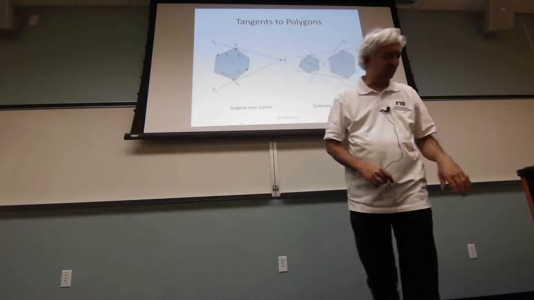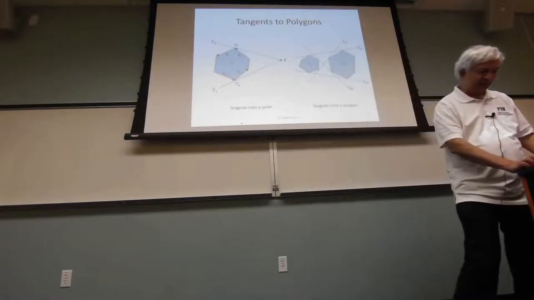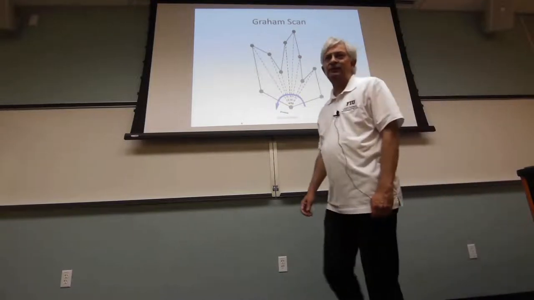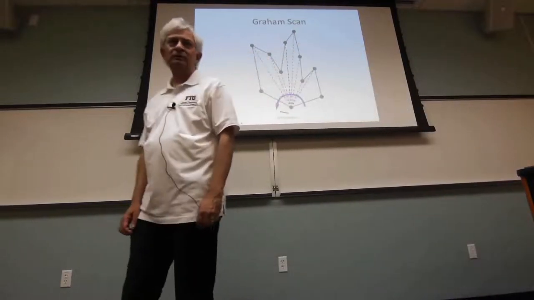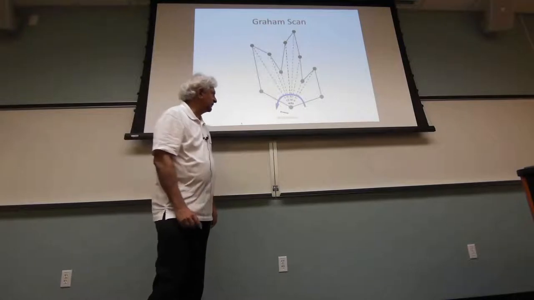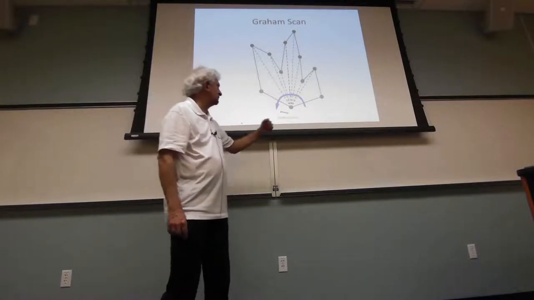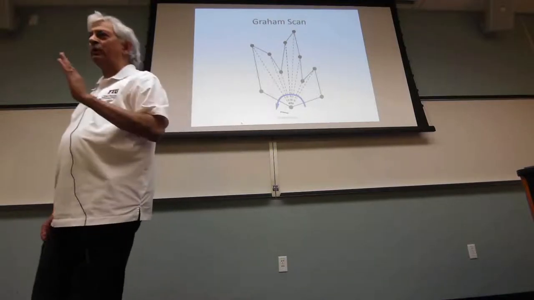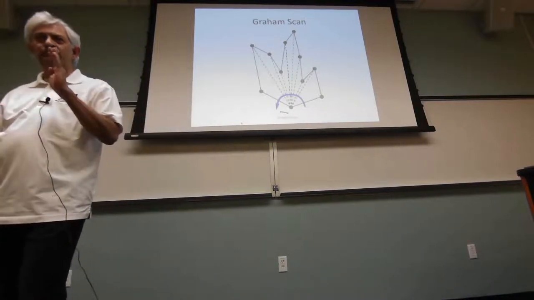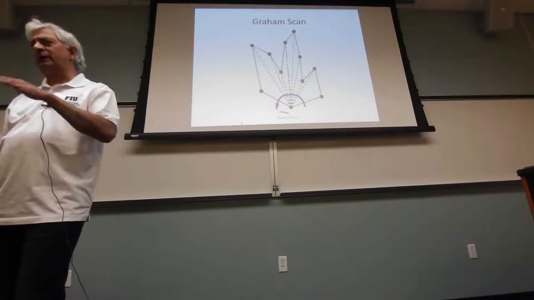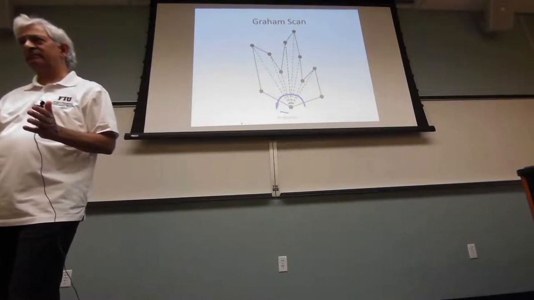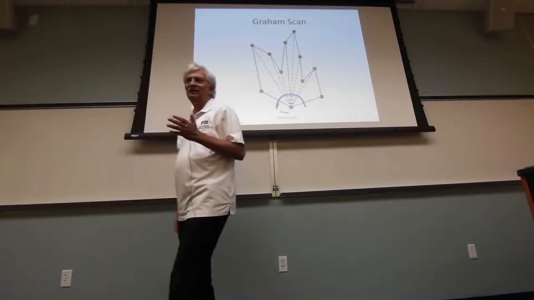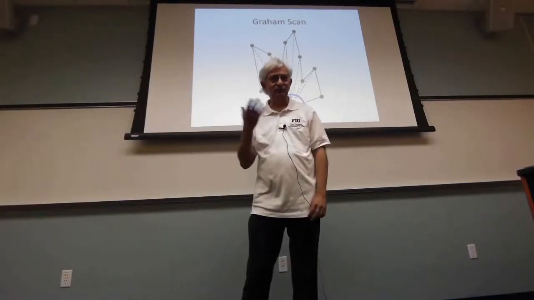This is what people used when things started. But then somebody came up with this other idea called Graham's scan, which is quite interesting. Graham's scan works as follows. You start with a point that has the lowest y-coordinate. The point with the lowest y-coordinate must lie on the convex hull. And this can be proved mathematically by using the definitions of convex hull.